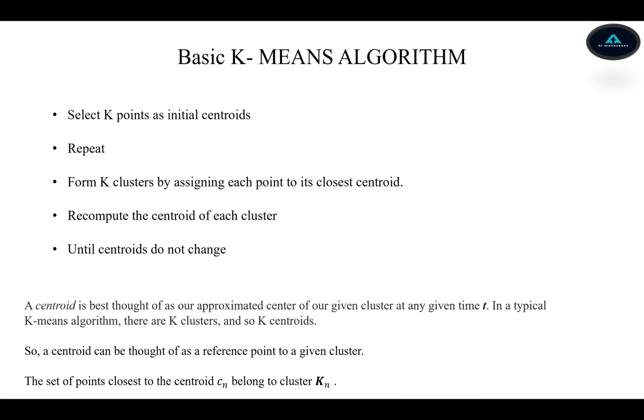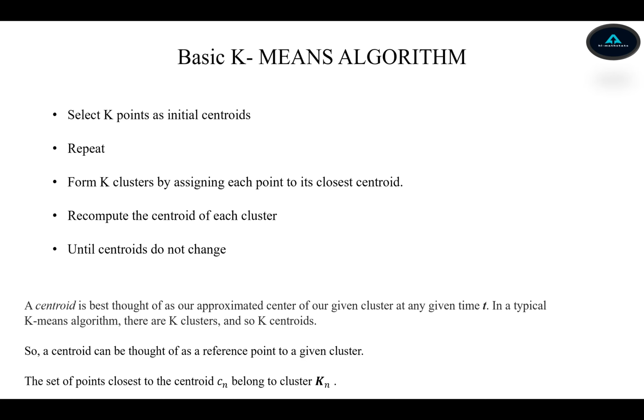So let us understand the basic K-means algorithm. I will do some visualization of this algorithm. K-means selects K points as initial centroids. Then it repeats the same procedure: it forms K clusters by assigning each point to its closest centroid, and then it recomputes the centroid of each cluster until the centroids do not change.